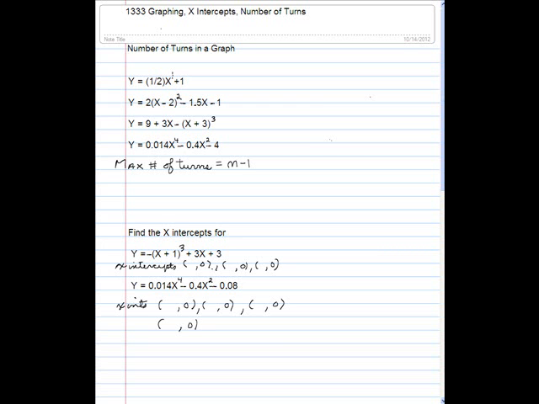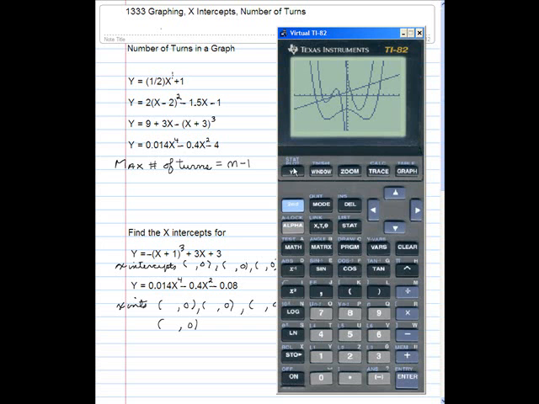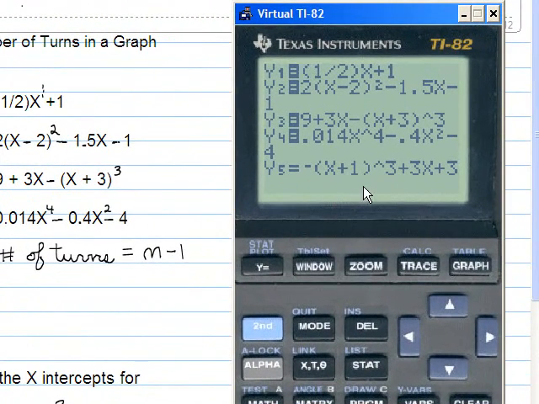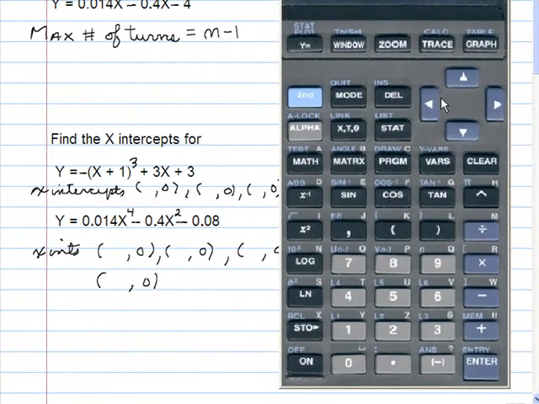So let's take a look at our first function. I've gone ahead and entered it here in the calculator. It's negative (x plus 1) cubed. Again, for cubed I use the power 3, plus 3x plus 3. Now I don't want to look at those first 4 functions, so I'm going to arrow onto there and get rid of them. So I hit enter, down, enter, down, enter, down, enter. And now I'm not looking at the first 4. I go down to the 5th one, enter. I can see the fifth function, and I'm going to go ahead and give it a quick graph with a zoom 6.